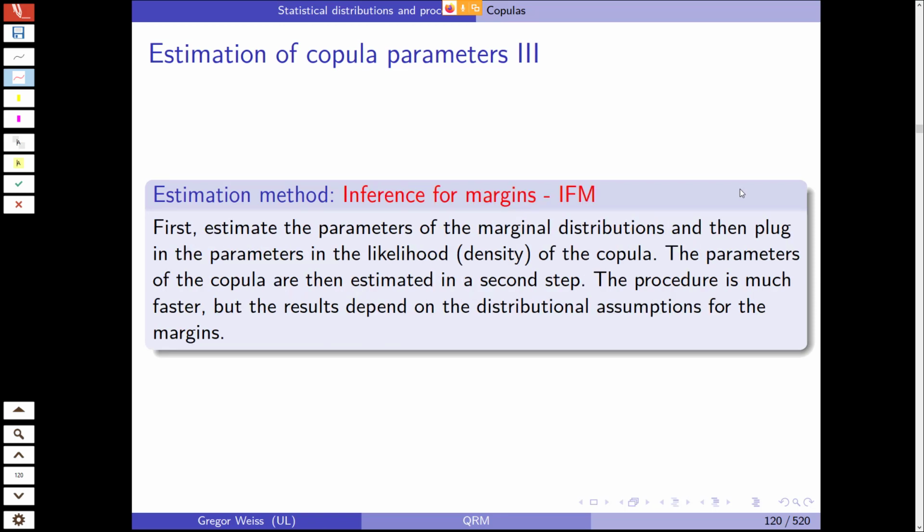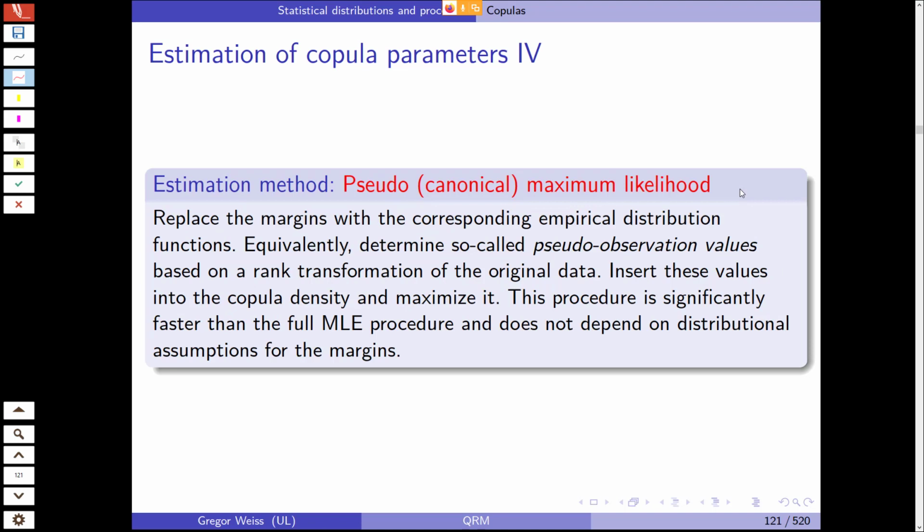The second one is called inference for margins. What you do is you first estimate your marginal distributions, you plug in the parameters in the likelihood density of the copula, and then only estimate the copula parameters in the second step. It's faster, but it still depends on the distributional assumptions for the margins. And the best way to estimate the parameters, I guess, is what we call pseudo maximum likelihood or canonical maximum likelihood.